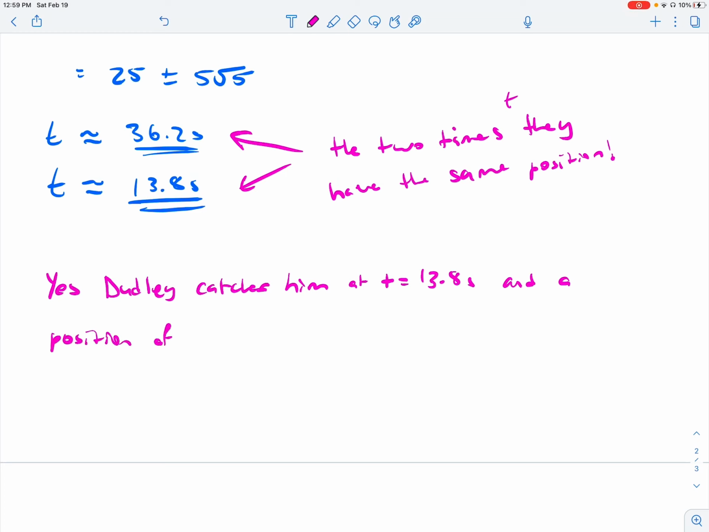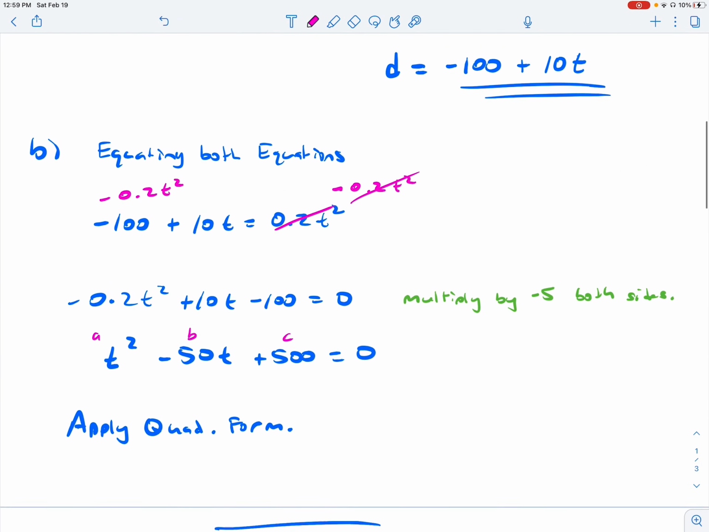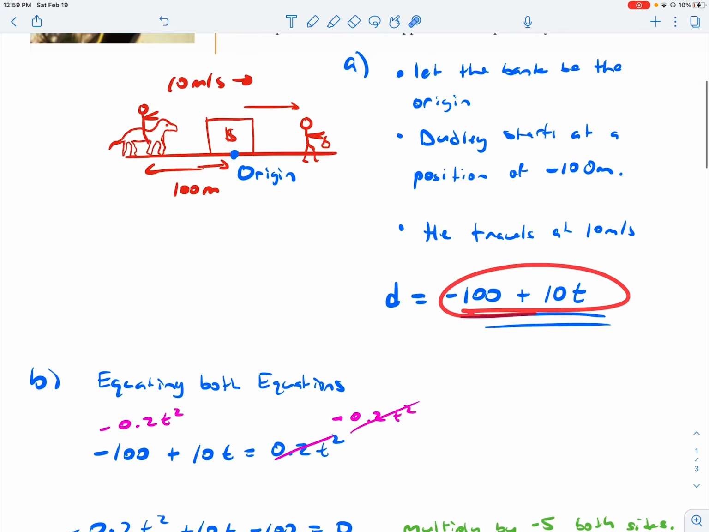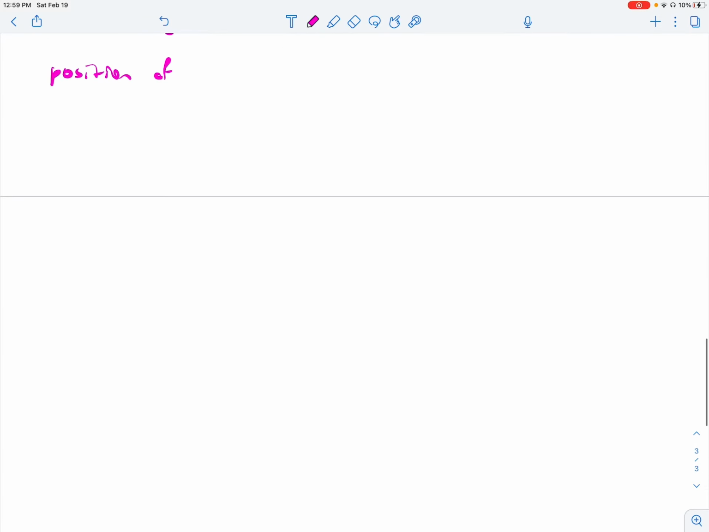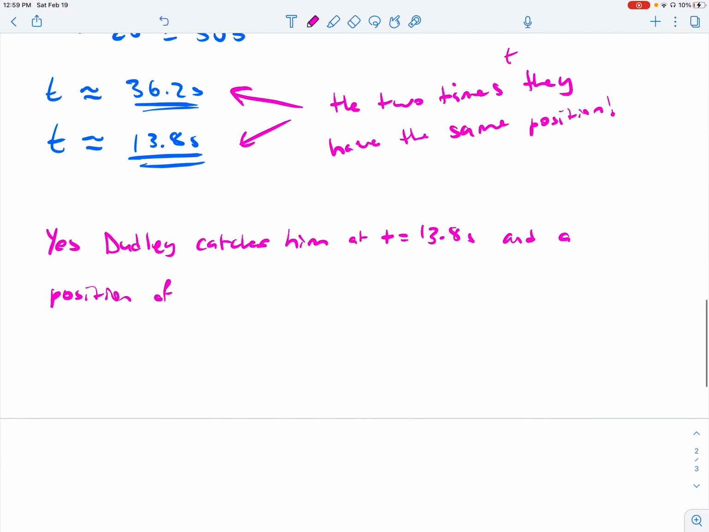so let's calculate what that position is. We can use any one of these equations to do that. We can use Dudley Do Right's equation, or we could use the robber's equation. So I'm just going to pick Dudley Do Right's equation, and I'm going to do that off to the side here. We have d equal to negative 100 plus 10 times t. So negative 100 plus 10 times 13.8. So we have negative 100 plus 138. That gives us 38 meters. Okay, so he catches him at a position of 38 meters.